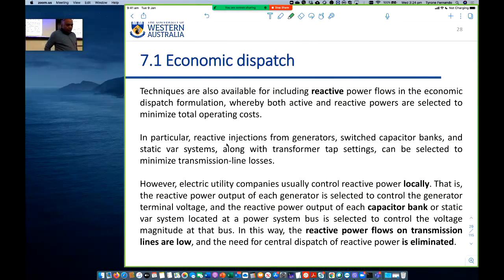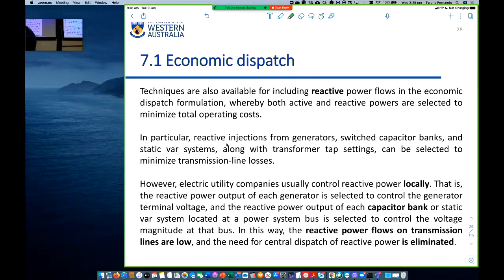Techniques are also available for including reactive power flows in the economic dispatch formulation, because we have active power balance, we also need to balance reactive power. So economic dispatch is also available for meeting the reactive power requirements, because we only talked about the active power requirements, whereby both active power and reactive power are selected to minimize the total operating costs instead of just the active power alone. In particular, reactive power injections from generators, switched capacitor banks, and static VAR systems along with transformer tap settings can be selected to minimize the transmission line losses.